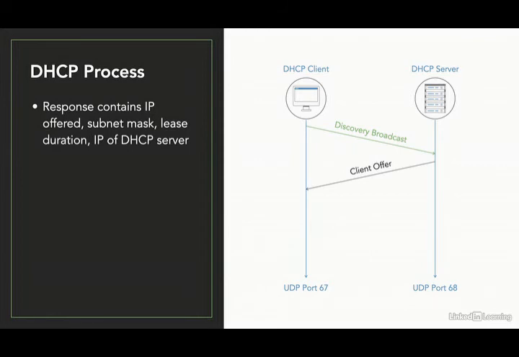The client will now respond with a DHCP request message requesting the offered address. Last, the server will send a DHCP ACK message back to the client. The packet will include the lease duration and any requested information. The process is now complete.